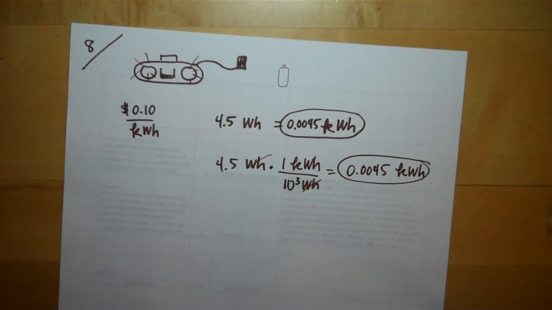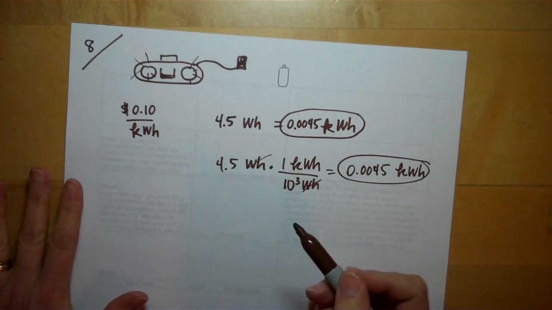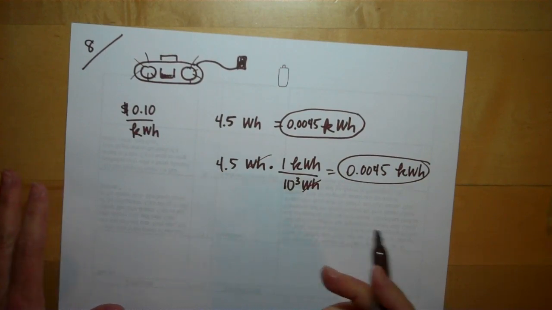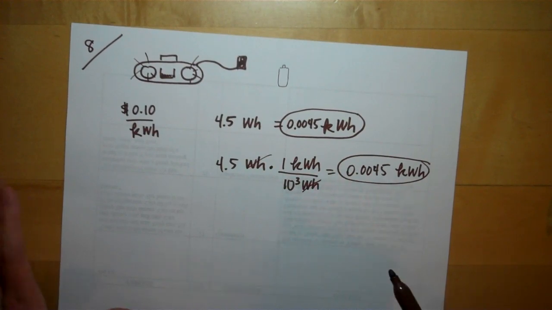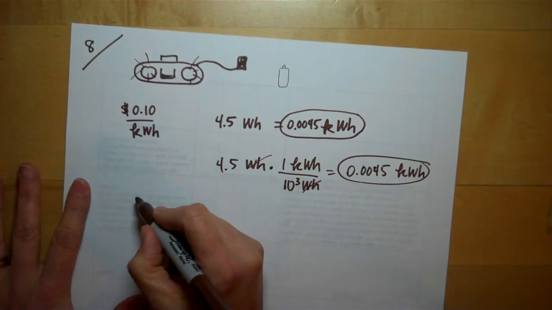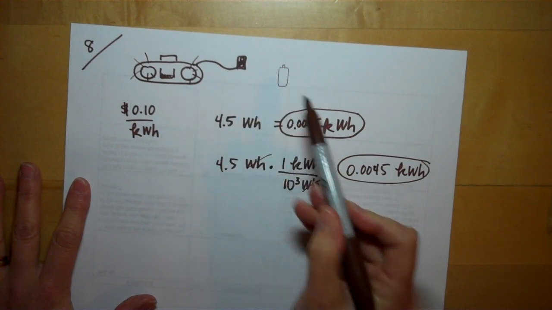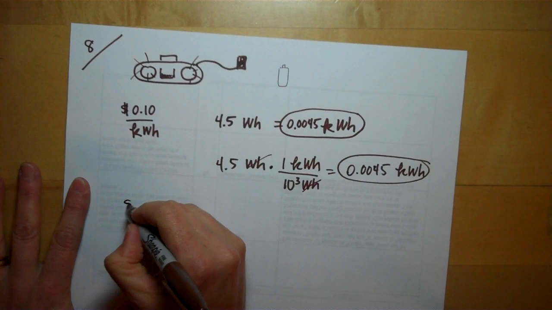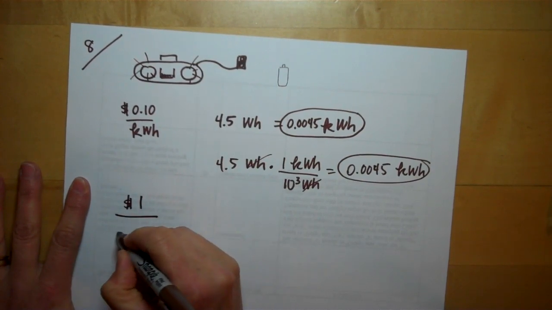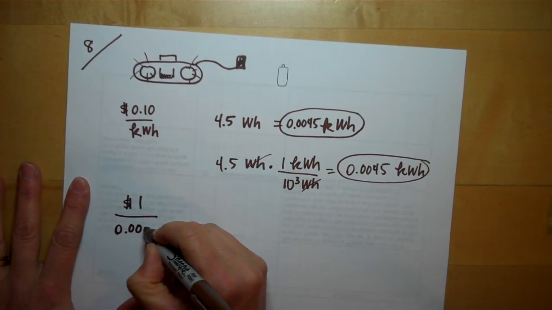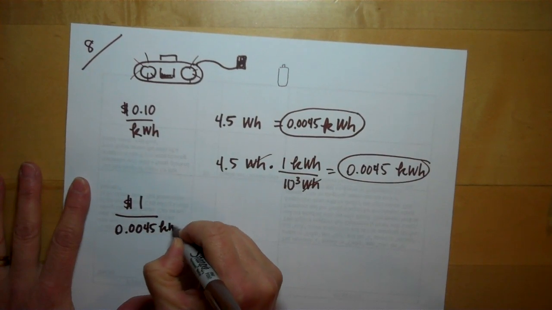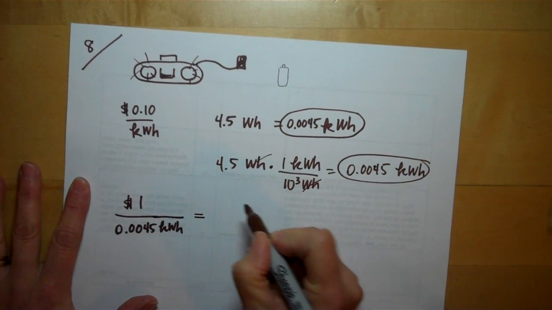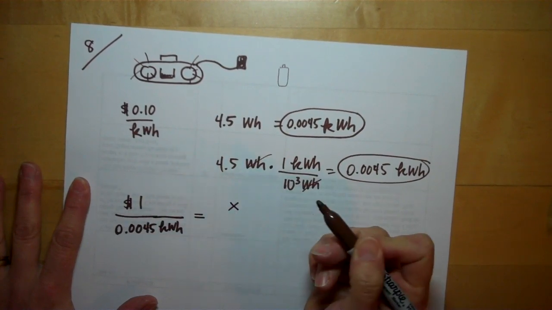So what's the cost analysis? Well, it says that the battery costs $1, which doesn't seem like much. $1 for the battery. So, but you're paying $1 for an incredibly small amount of energy. So in other words, you're paying $1 for only 0.0045 kilowatt hours of energy. So how much would you be paying, X?